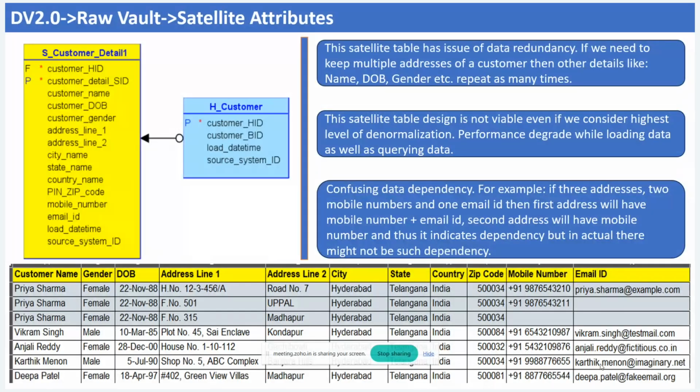Hi, in this video, we will discuss how we are going to distribute the attributes among satellites. Generally, we have seen that when we create any hub or any link, there will be some satellite table for those hubs or links. There may be multiple attributes which we have to keep in the satellite table. So the only decision is how we decide whether it should be one satellite table or multiple satellite tables, and that we are going to discuss in this session.